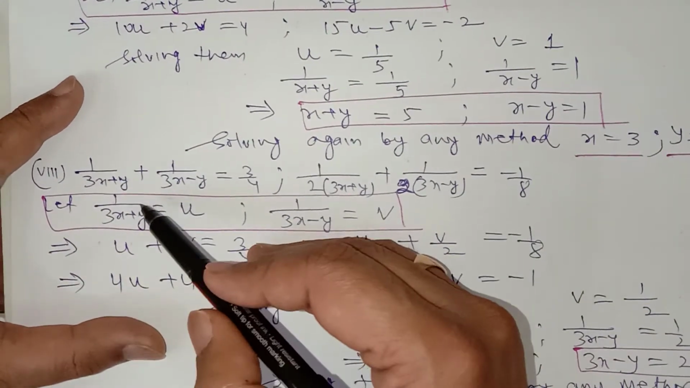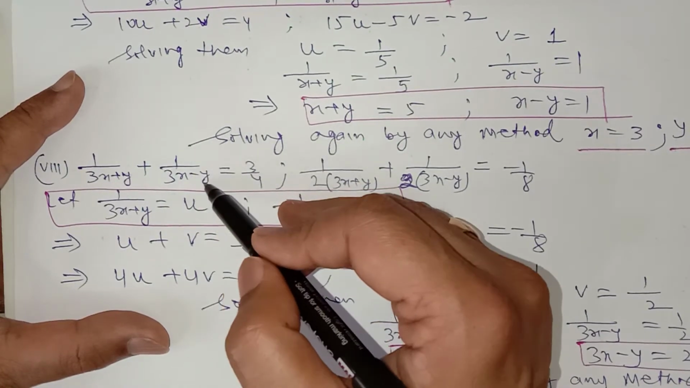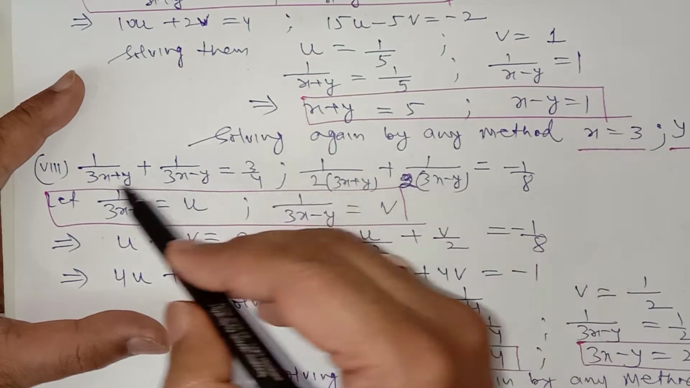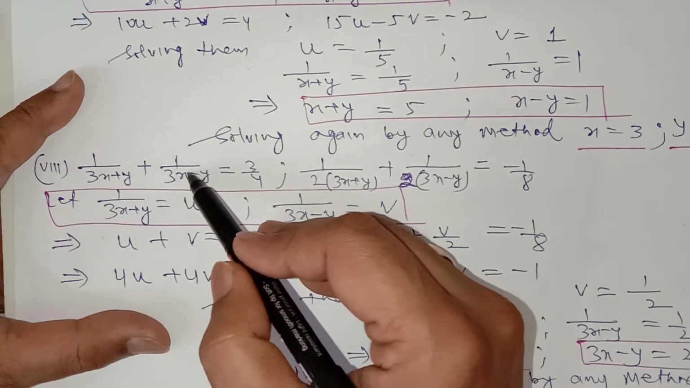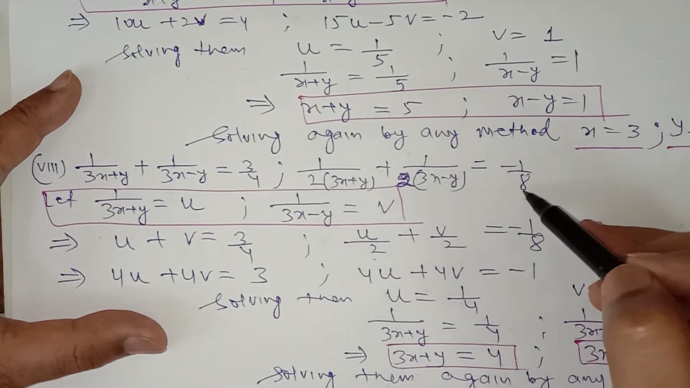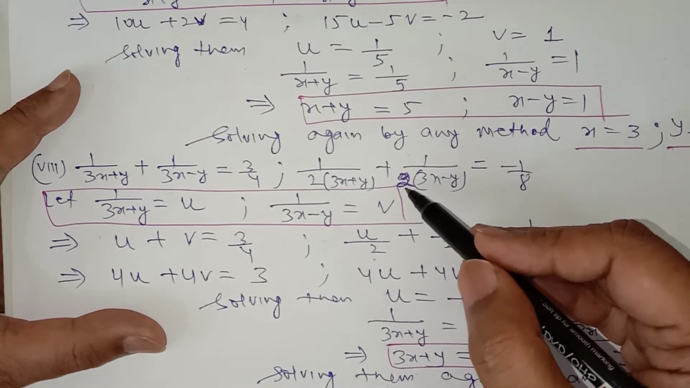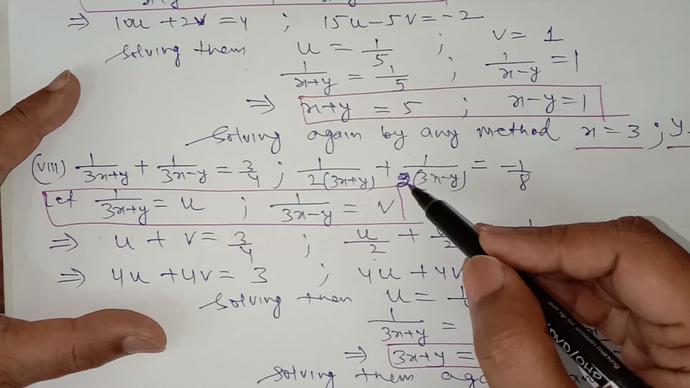Again the same method for the eighth part. You can let 1 upon 3x plus y be equal to u, and 1 upon 3x minus y be equal to v. So this comes out to be u plus v is equal to 3 upon 4, and u upon 2 plus v upon 2 is equal to minus 1 upon 8, because the variables and their coefficients are also in the denominator.